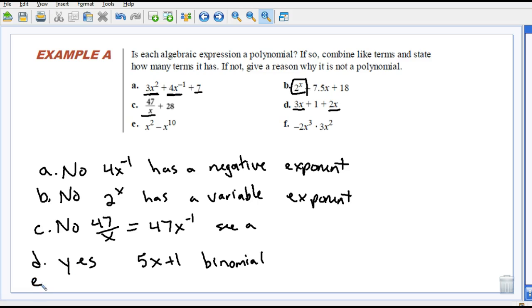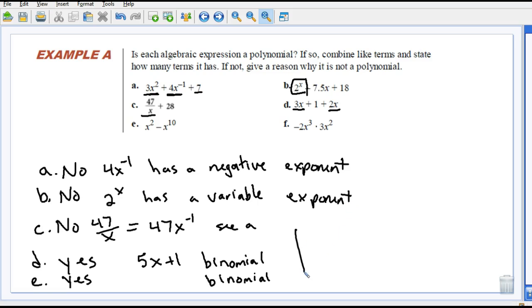All right. E, x squared minus x to the 10th. Is that a polynomial? Yes, it is. And I can't combine anything because I have a 2 and a 10, so that means they are not the same number of x's, so we've got to leave it just like it is. And I would say that is also a binomial.